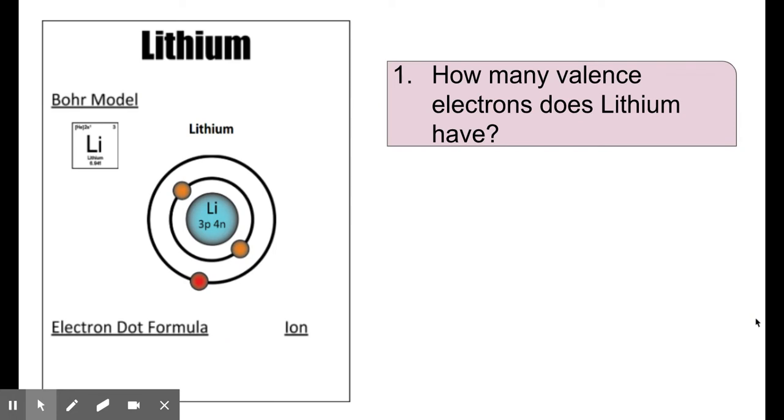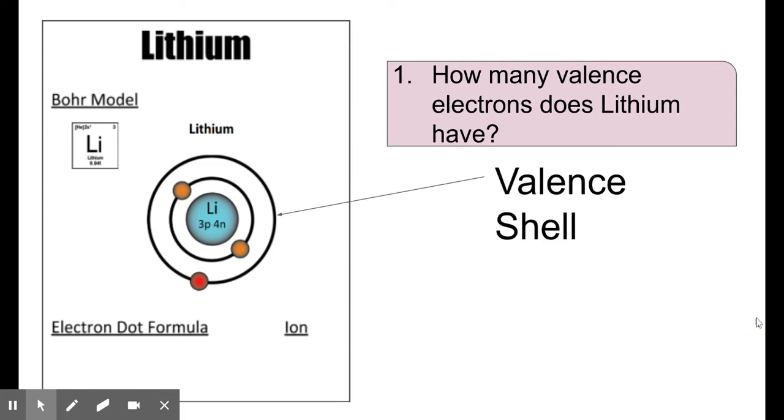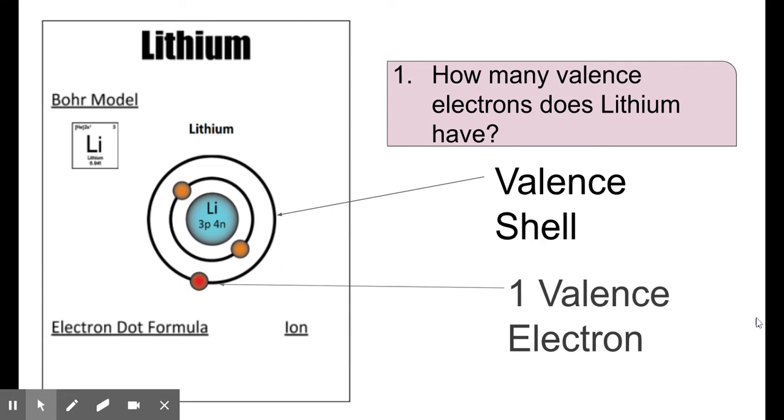We're going to start with lithium, and we'll do the same method for each card. First, ask yourself, how many valence electrons does lithium have? The outermost shell is called the valence shell, and we see that lithium has 1 valence electron.